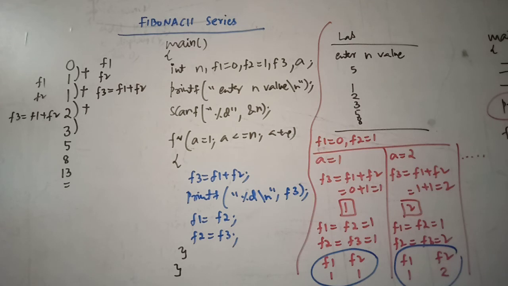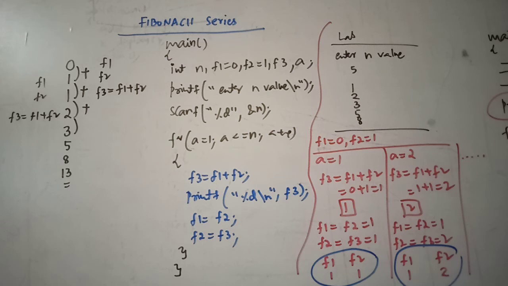Look at the steps again. I have given steps only for two numbers, a1 and a2, and a3, a4, a5. You can just practice it. So initially f1 is 0 and f2 is 1. When a is 1, you go inside the loop. f3 is equal to f1 plus f2. 0 plus 1 is 1. Printf f3. f3 is printed, that is 1 is printed.